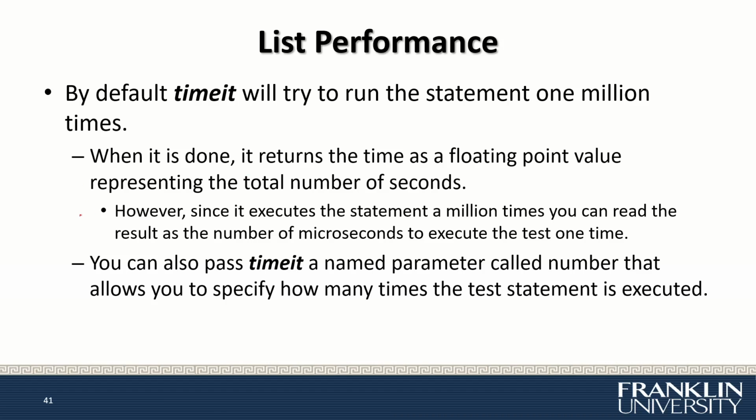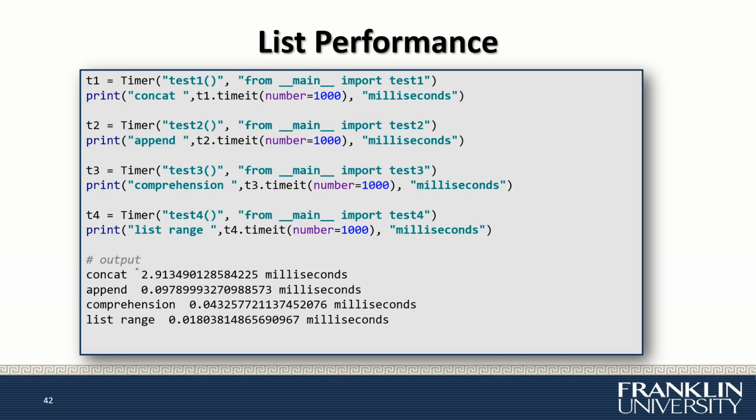Because by default timeit runs the function a million times, if it takes, say, 2 seconds total to run that statement a million times, you can think of it as taking 2 microseconds to run only one time. So in this example, I only run 1,000 times instead of a million. That's the reason I put milliseconds here, because whatever time it gives me will be in milliseconds for doing it only once.